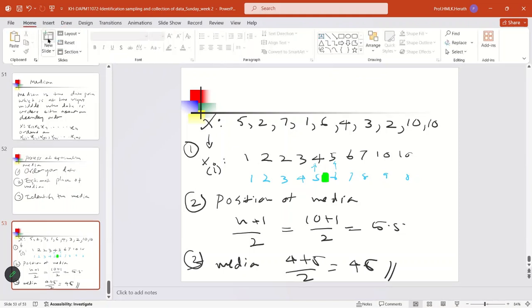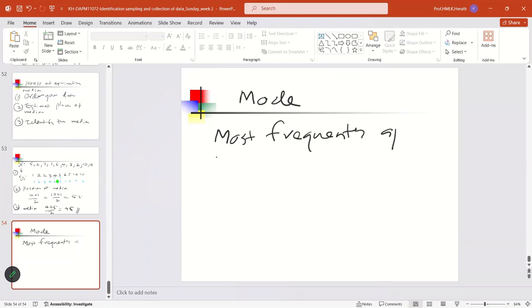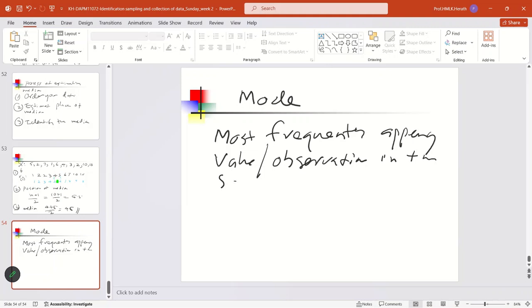The next measure of central tendency is the mode. This is the most frequently appearing value or observation in the sample.